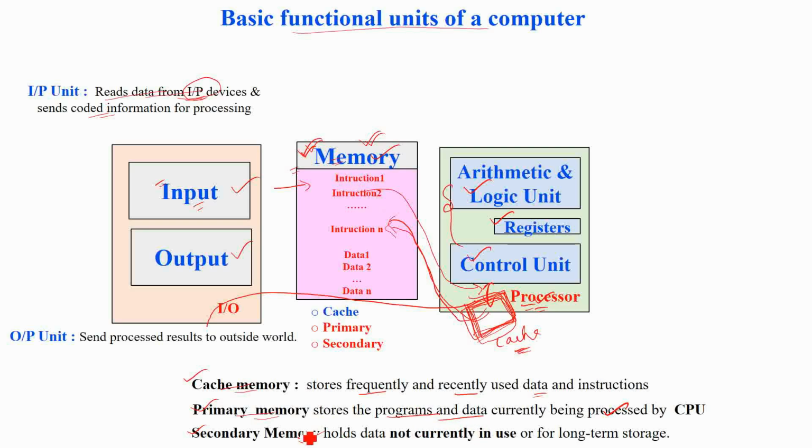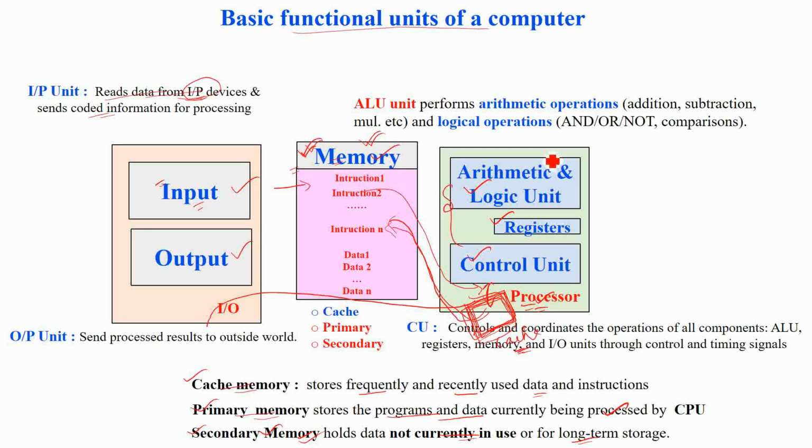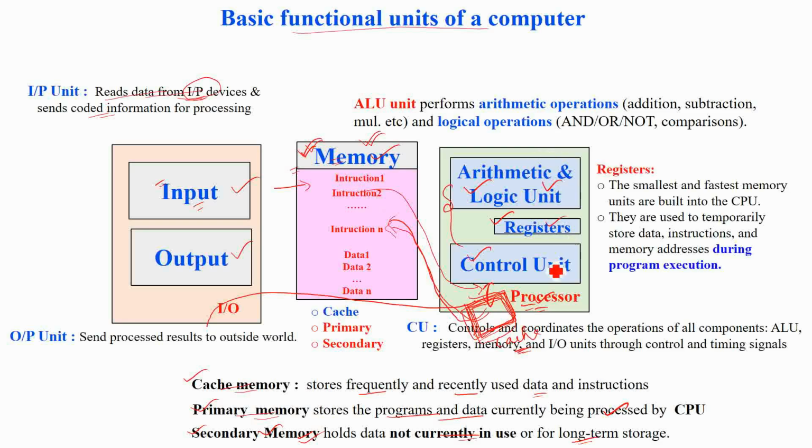The secondary memory holds all the data and instructions which are not currently in use by the processor, but which may be required for future usage and for long-term storage purposes. So whatever content needs to be maintained will be maintained as a backup in the secondary memory. Coming to the processor, the internal components of the processor are ALU unit, registers and control unit, right?